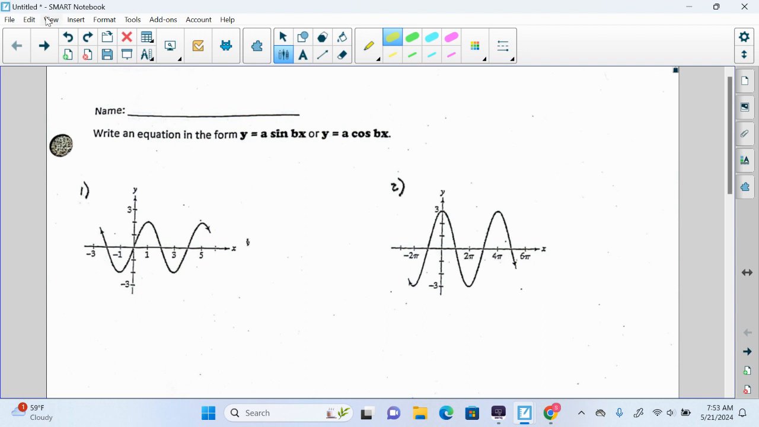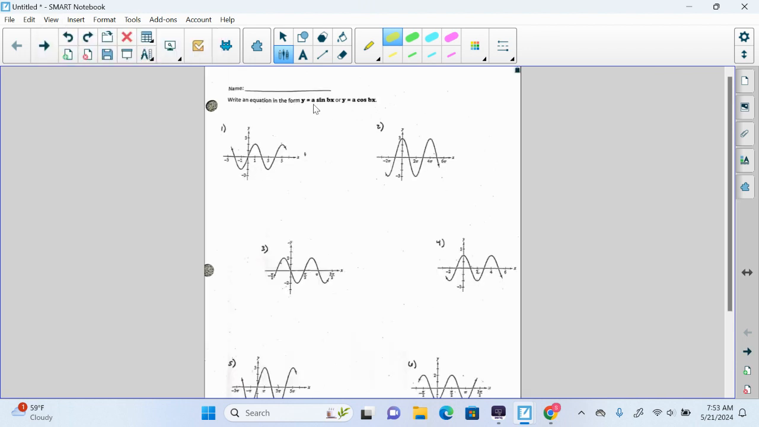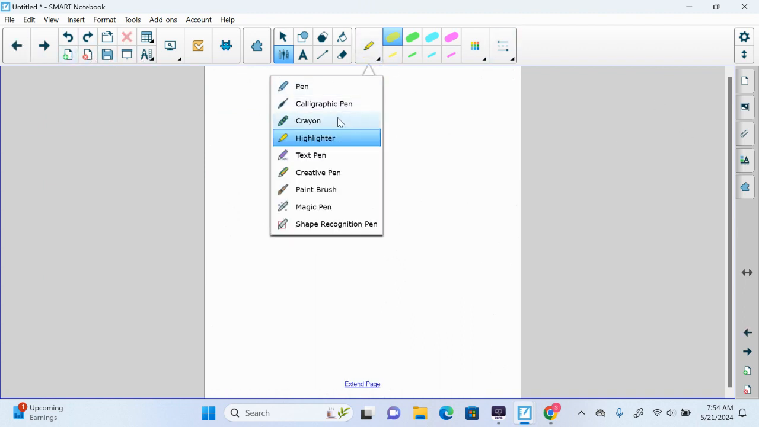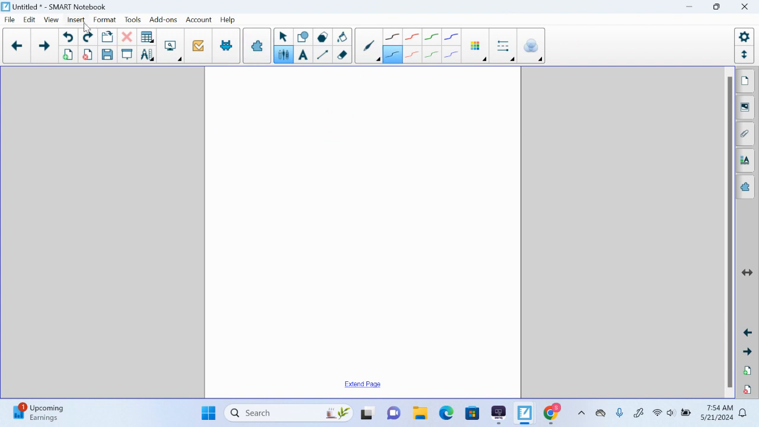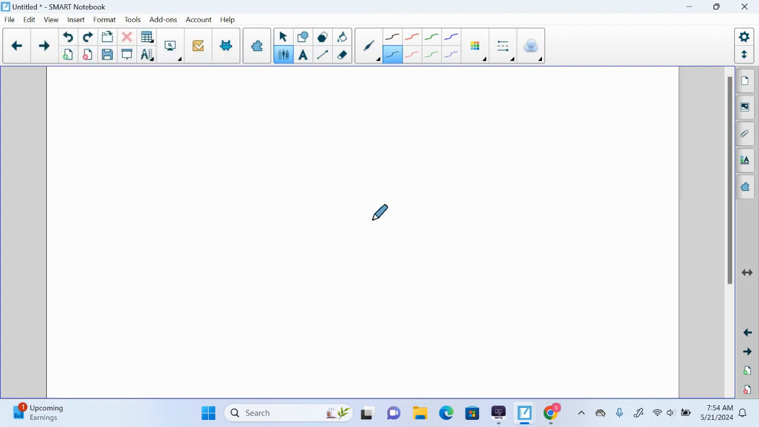Okay, so first thing you're going to do on this page is write the equation in the form of sine or cosine, with A being the amplitude, B being the frequency, the number that affects the period. The first thing you're going to have to do is identify: is it a sine equation or a cosine equation? You can look at the start very quickly. I'm going to do this super fast because I don't want this video to be too long.